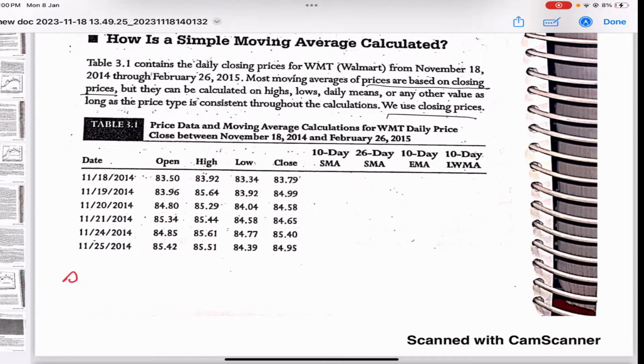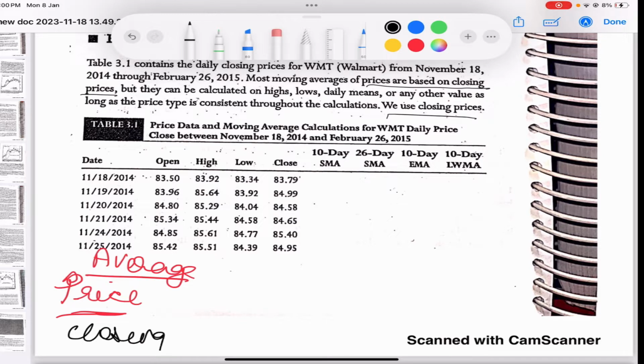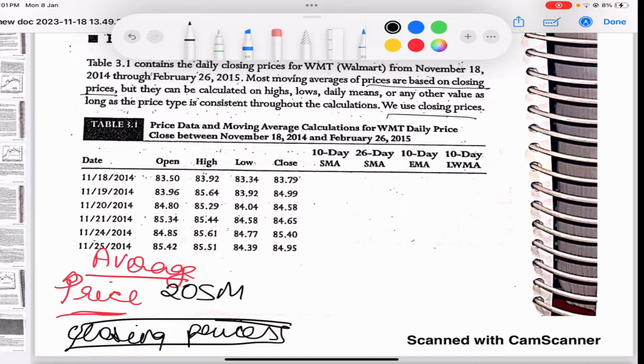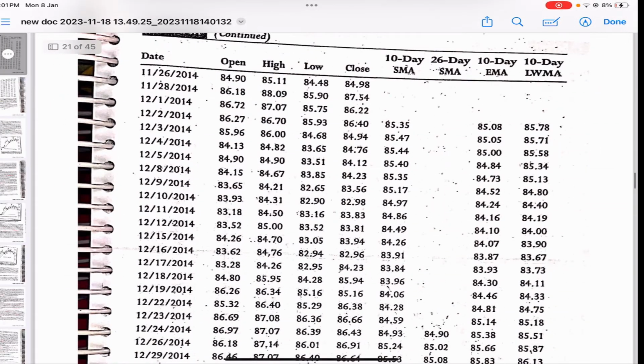So what price is taken? Like I just told you, the average of price is taken. Now what is the price? Price means the closing price. So only the closing price is taken into account. So we are going to take the closing prices of the past 20 candles if I'm using a 20 simple moving average, and we are going to calculate the average of the past 20 days. Simple. So very simple.